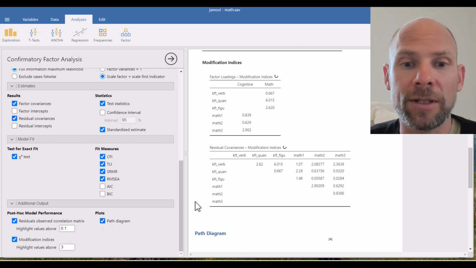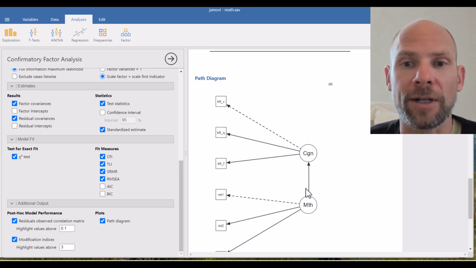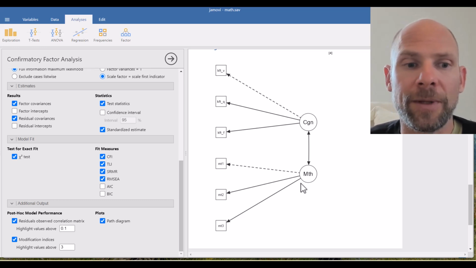So when you click on plots, path diagram, then Jamovi generates a path diagram of your confirmatory factor analysis model that looks like this. And so it's a relatively nice picture. You can verify that that's the model that you actually wanted to specify.